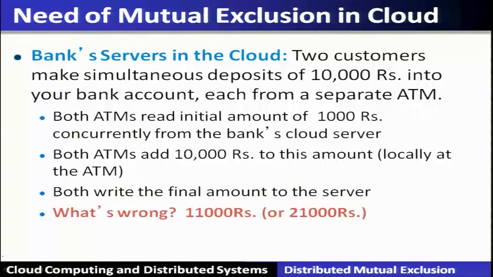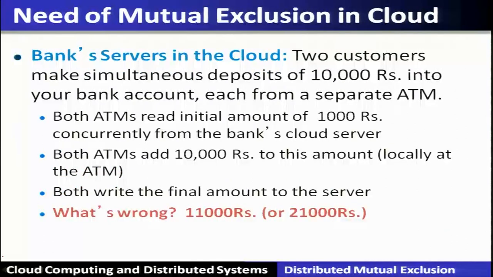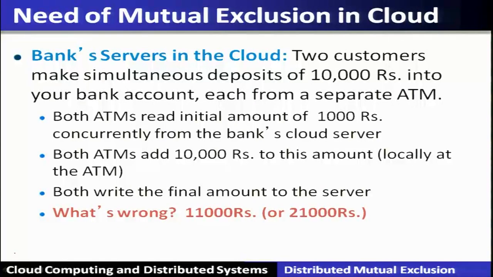Now what will be the final value shown in your account? Is it 11,000 or is it 21,000? So what's wrong in this particular method? If both write the final amount to the server, then one of them will be losing 10,000 and this amount will be written as 11,000. That means both will overwrite and the same amount will be shown, and a loss of 10,000 will occur. Let us see the illustration of this bank server example.